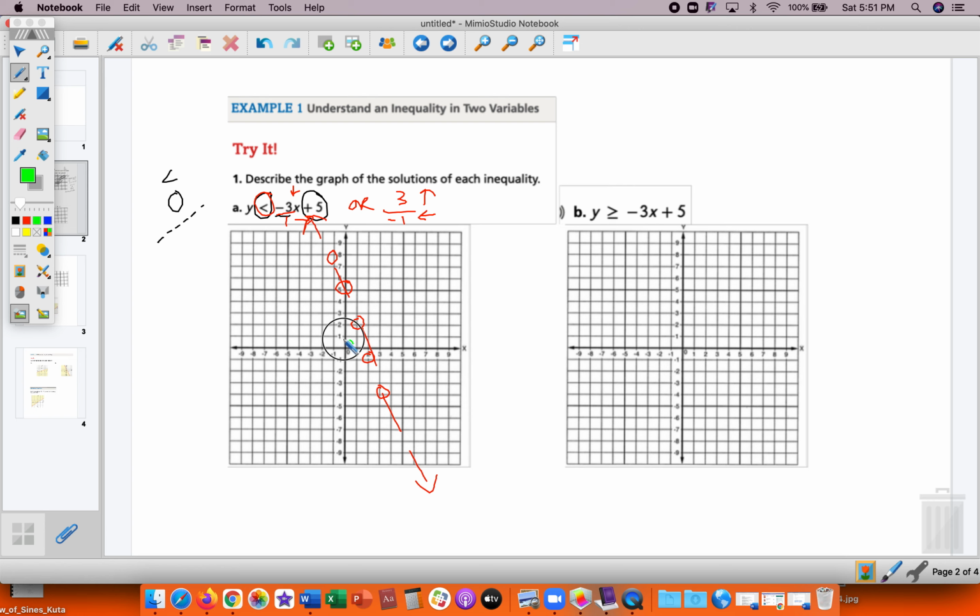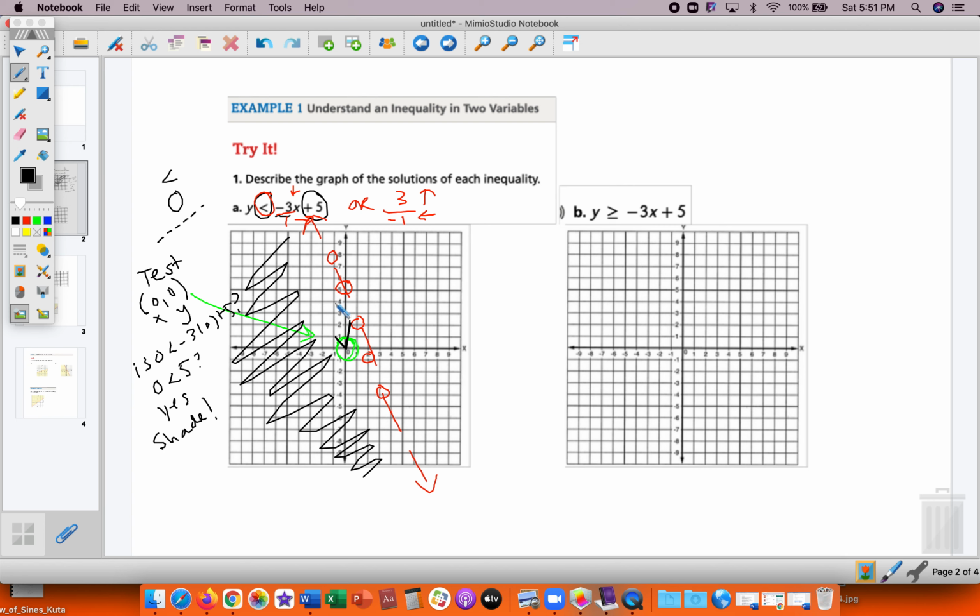I'm going to test 0, 0. If your line looks far enough away from the origin, that's usually a very easy point to test. So we're going to go to our inequality and plug 0 in for x and 0 in for y. So is 0 less than -3 times 0 plus 5? Is that true or false? Is 0 less than 5? Yes means shade. So I'm going to do a check mark, and I'm shading this side of the line.